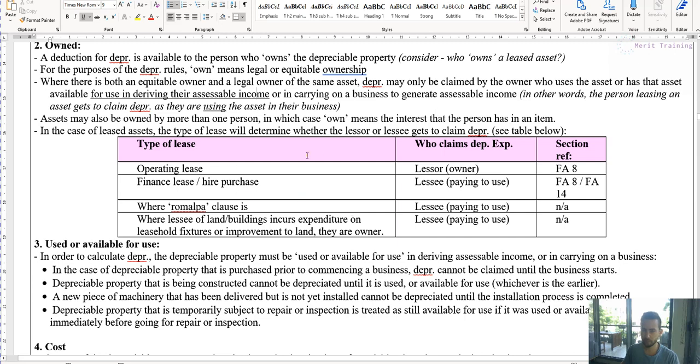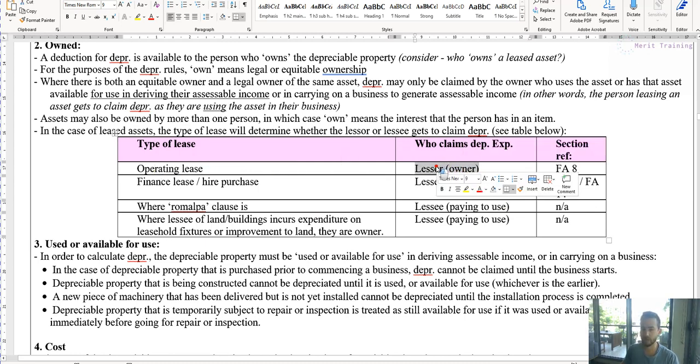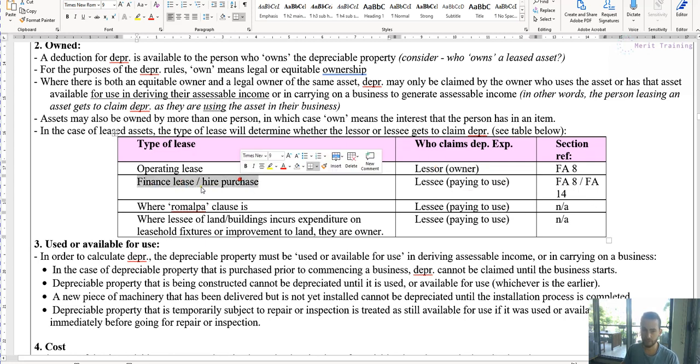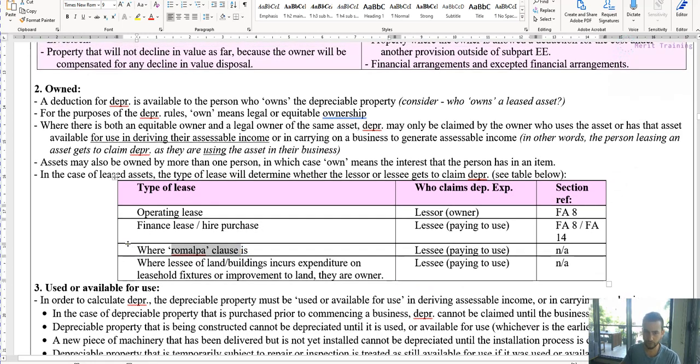So we've got a table down here with different types of leases, and in each situation, who generally gets to claim the depreciation on it. So if it's an operating lease like Hertz or Avis, it would be the lessor, the person who owns the car like Avis would get to claim it. If it's a finance lease where the person is just financing a car to purchase it, it's the person who's using the car or the lessee who gets to claim depreciation. Then you've also got a situation which is specific to New Zealand called a remulpa clause. You don't need to know the details of what that is, but if it's in the question, it says that the lease contains a remulpa clause, then it's the lessee again.